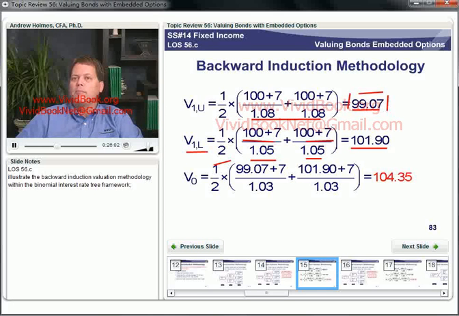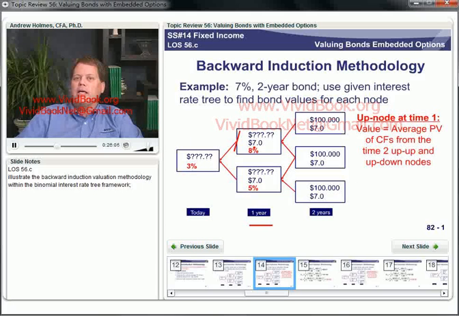at time 1. So if we come back over here, what we would see is that up here we've got 99.07. And here we had 101.90, right? We still have this $7 that goes in there. So up here we're going to get 99.07 plus $7. Down here we're going to get 101.90 plus $7. Well, we're going to find the actuarially fair value of that. So that is add them together, divide by 2, and then discount them back at 3%. To get back here to the 0 node at time 1.